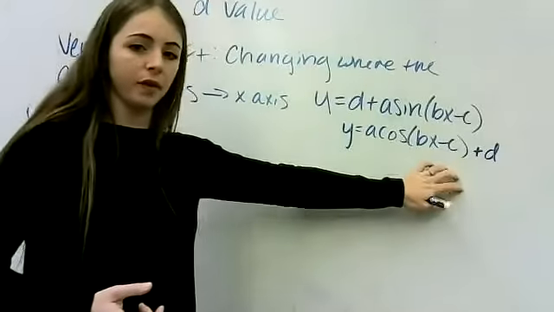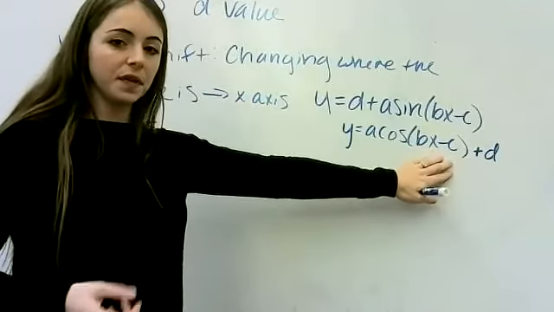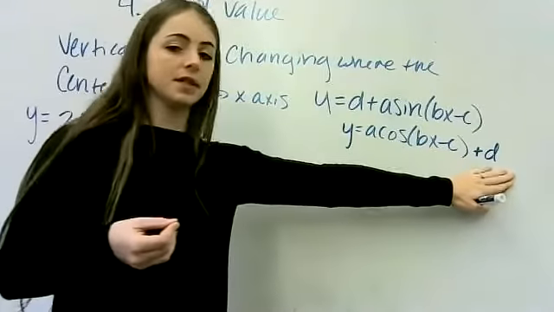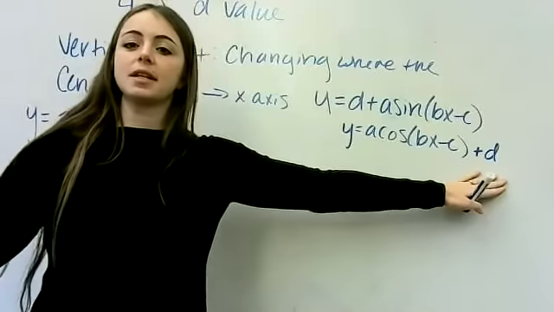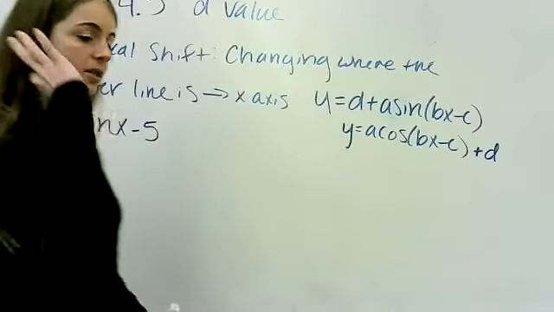So what's happening here is that D can just be shifted because it's added on as long as it's outside of parentheses. If it's inside of the parentheses, it's a C value. If it's outside of parentheses, it's a D value. If there's no parentheses, that just again means it's a D value because it's outside.